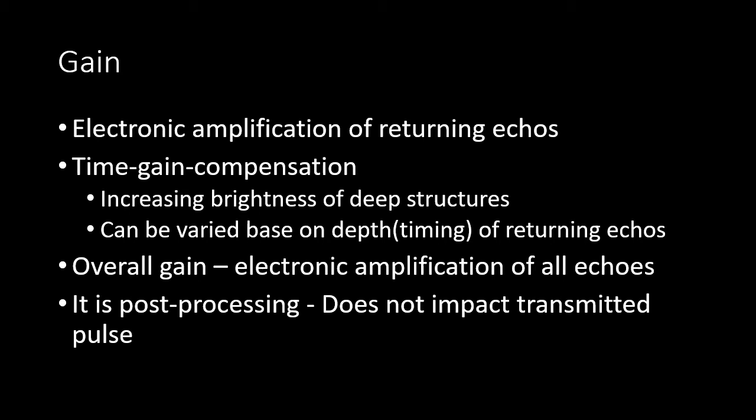We don't have to do this for the entire image, we can do it for just a portion of the image. This is called time gain compensation. And typically, you increase the gain of deep structures or echoes that took longer to return to the probe compared to the gain that you have for superficial structures or echoes that were short in returning back to the probe. So that time gain compensation can allow you to improve the homogeneity of your image.